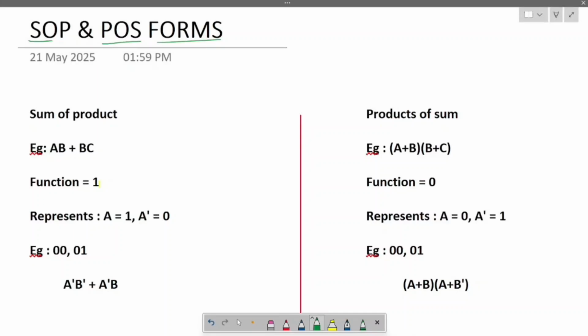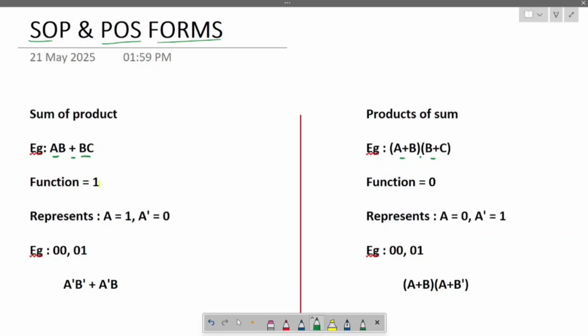Now SOP full form is sum of products and POS full form is product of sums. By the name we can say these are the products, and we are summing, nothing but sum of products, SOP, and these are sums. We are producting, nothing but product of sums or POS. In other language these are also known as product.